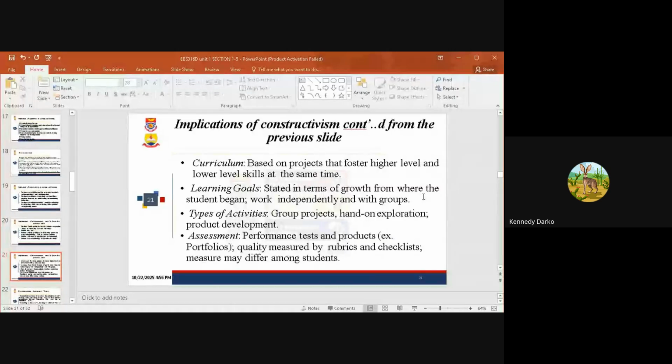Then rubrics, you give them the rubrics to a problem, how they should go about it. There's also a checklist. When you give them something to do, you go through the checklist to see whether they are able to meet everything that you gave them. So all these are the assessment patterns for constructivism. All right.